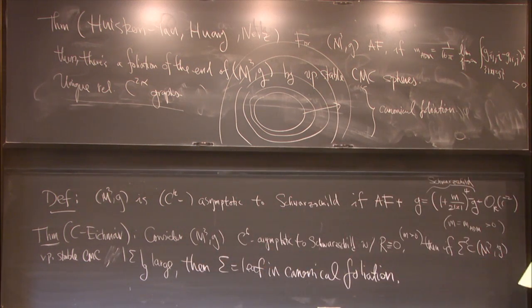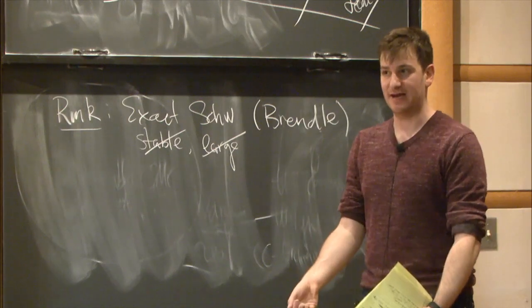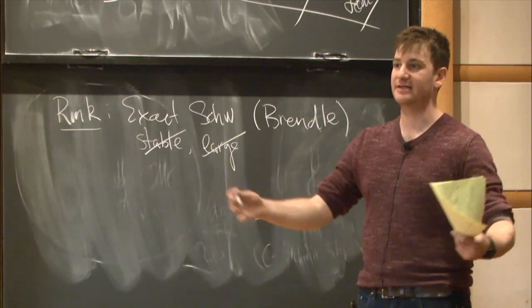But the flavor is going to be quite different because we're only able to prove things asymptotically. Right? And presumably, things are only true asymptotically because it doesn't make sense to foliate this manifold all the way down.